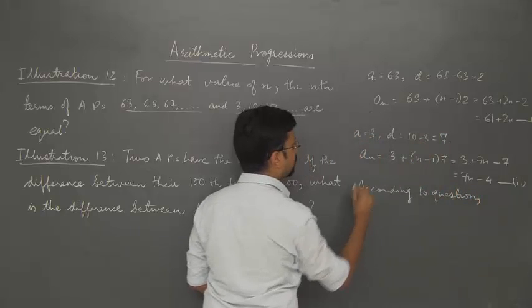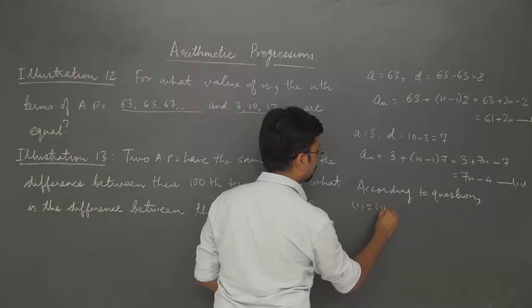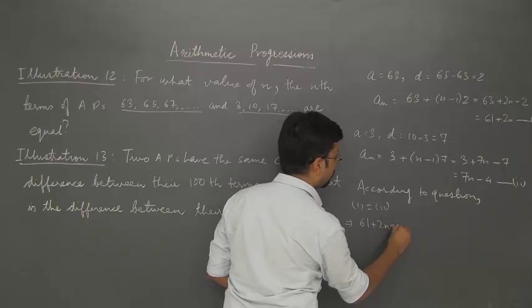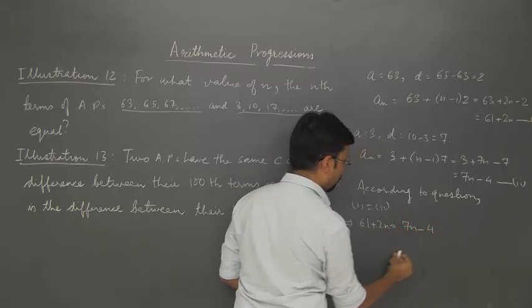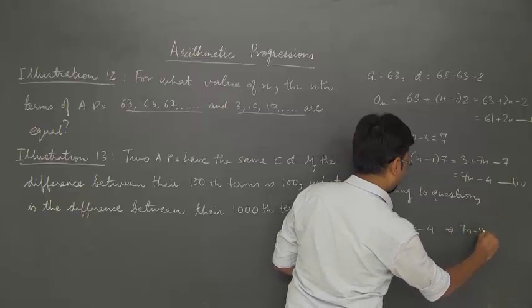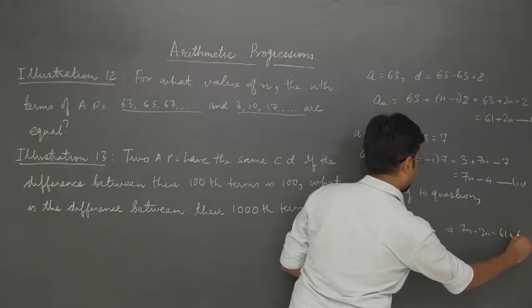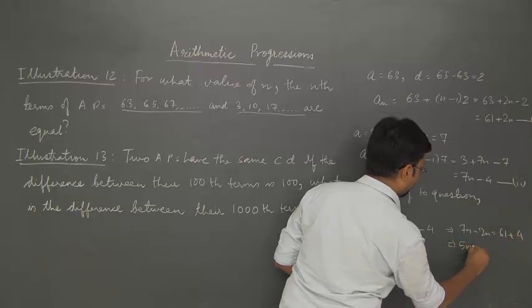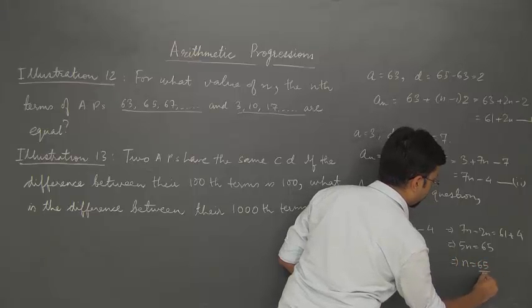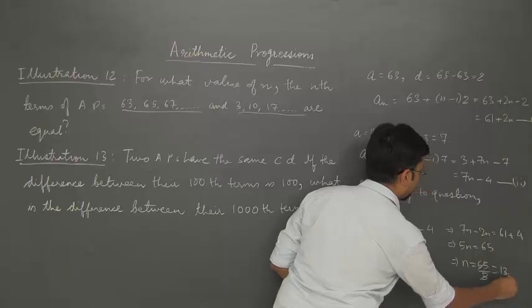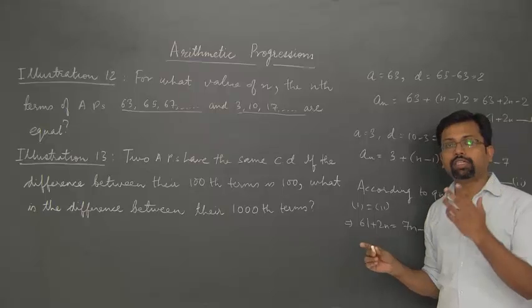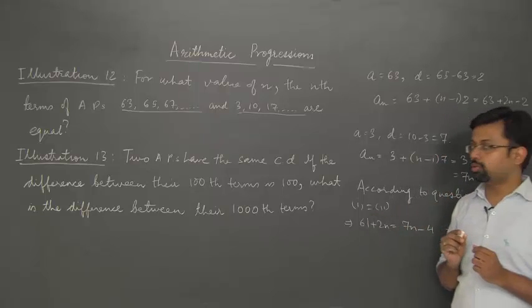The nth terms are equal, that is 1 equal to 2, which implies 61 plus 2n will be equal to 7n minus 4, which will give us 7n minus 2n equal to 61 plus 4. Therefore 5n equal to 65, and n will be equal to 65 by 5, that is 13. So for n equal to 13, an, that is the 13th term of both the APs, will be equal.